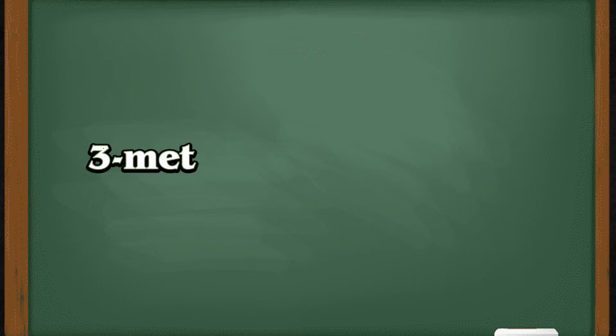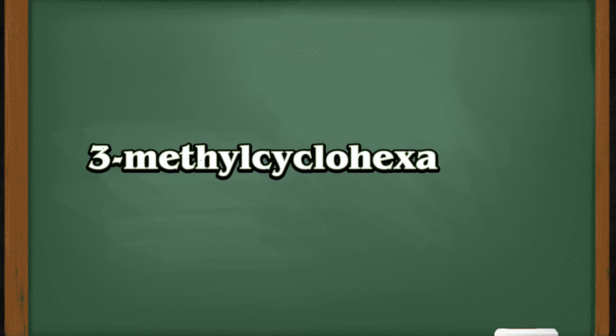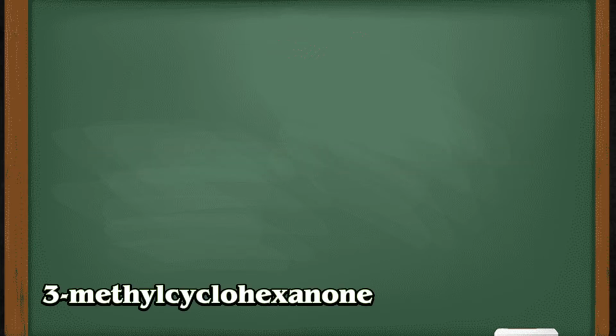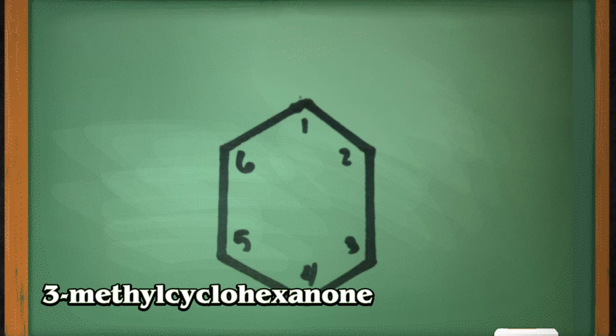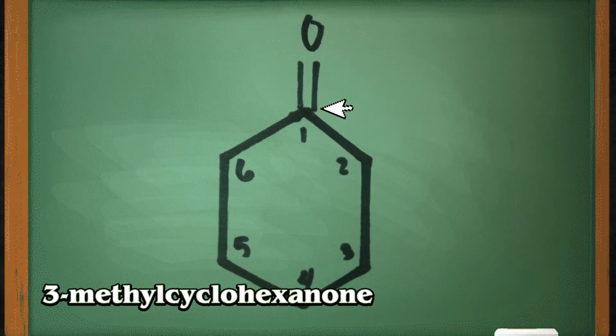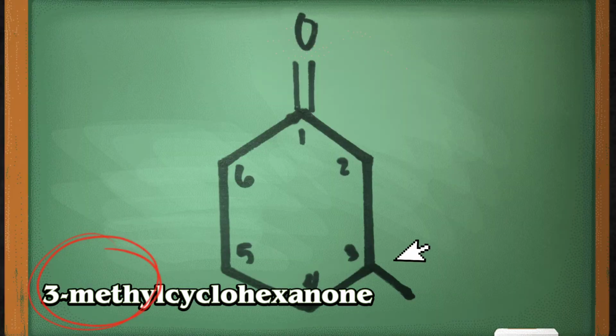Now, let's try to draw the structure of 3-methyl cyclohexanone. First, we have to draw the parent chain cyclohex having 6 carbons. In cyclic ketones, the carbonyl group is assigned location in position 1. And we have here the substituent methyl located in carbon 3. So here is the structure of 3-methyl cyclohexanone.